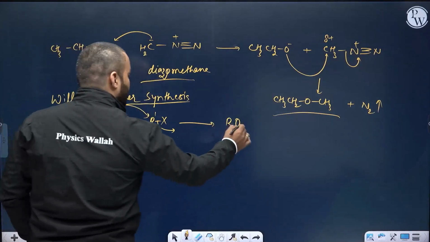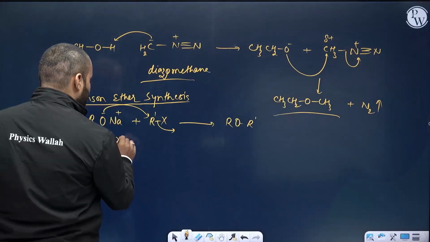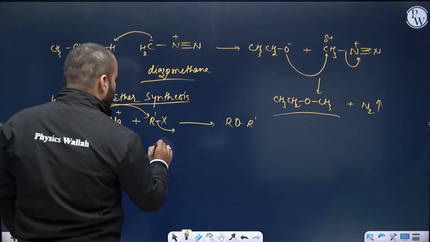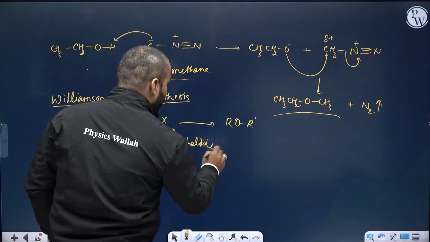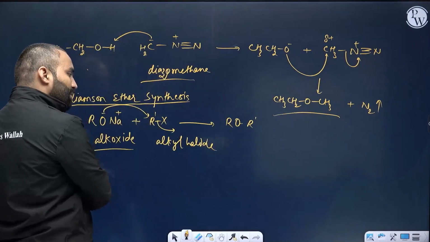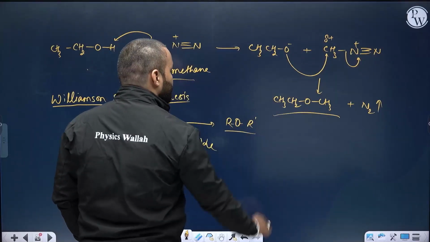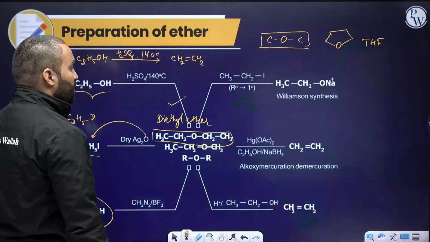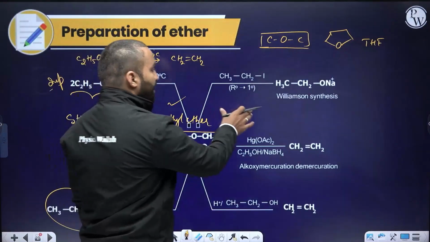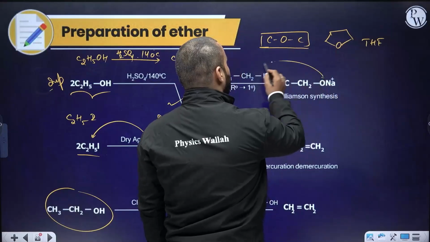Alkoxide, RO⁻. The alkoxide forms. This is the alkyl halide. You can choose any alkyl halide with any sodium alkoxide to make your own wished ether. An oxygen-carbon bond can be formed. So in this particular example, this is the alkoxide, and this negatively charged species will attack on this molecule.